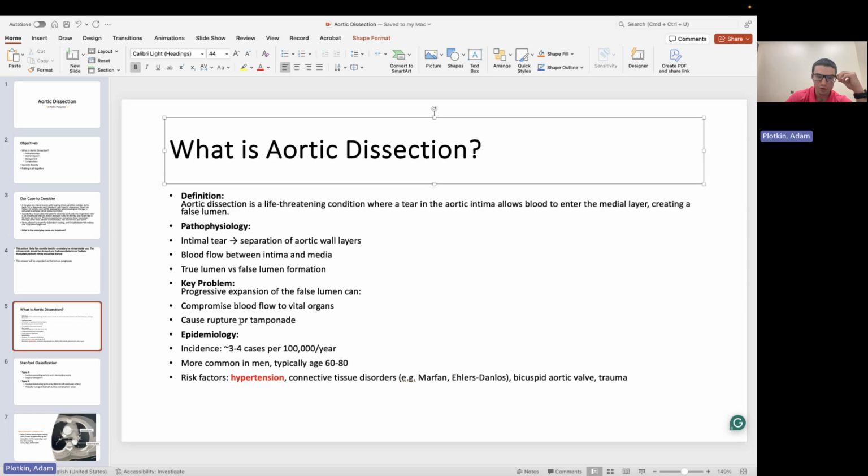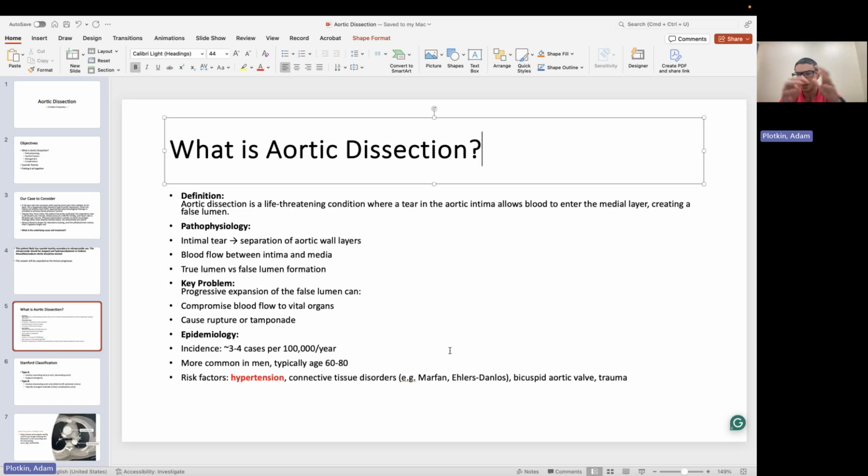All of that. So epidemiology: it's usually 3 to 4 cases per 100,000, more common in men, typically 60 to 80. Hypertension, again, is the most common cause. Think about it: my heart has to pump really hard and really fast to counter this increased afterload of high blood pressure. We're going to shear across this intima, and over time that causes a lot of damage, and then we end up tearing the intima. Blood moves into the medial layer, causes this false lumen, expands, and cuts off blood supply. Again, connective tissue disorders like Marfan or Ehlers-Danlos lead to really flimsy collagen that makes up my vessels, right?